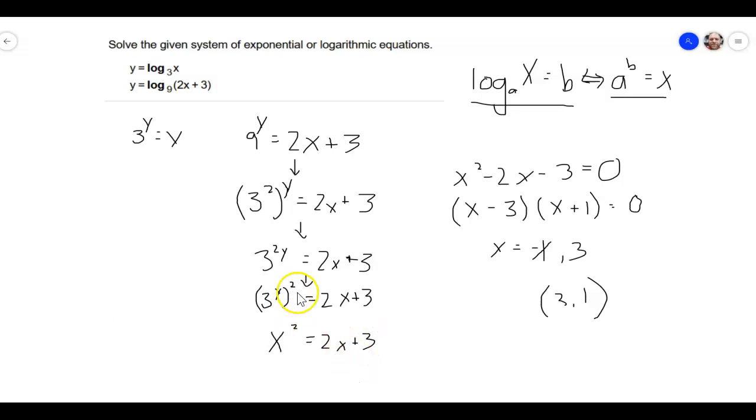So the tricky part here was really going from here to there in order to get that substitution in there.